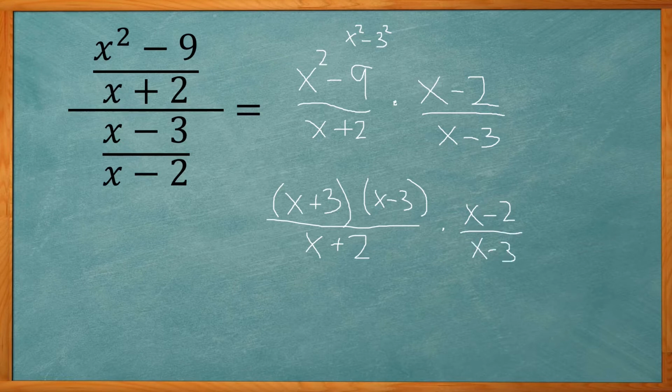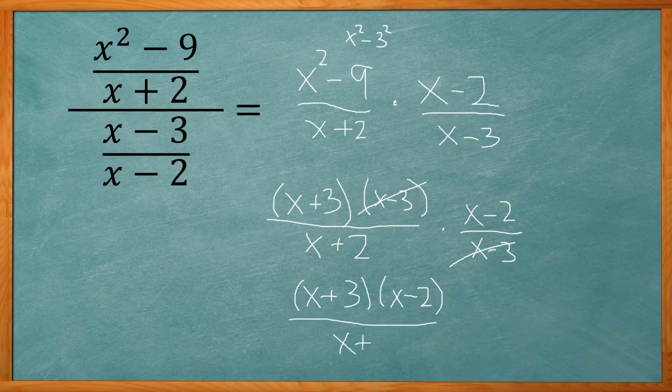Now if I see anything on top or bottom that's in common, I can reduce it. So I can see this x minus 3 on top, and on the bottom that reduces down to 1, so they cancel each other out. So you're left with x plus 3 on top here times x minus 2, all over x plus 2. So that will be reducing this rational expression.